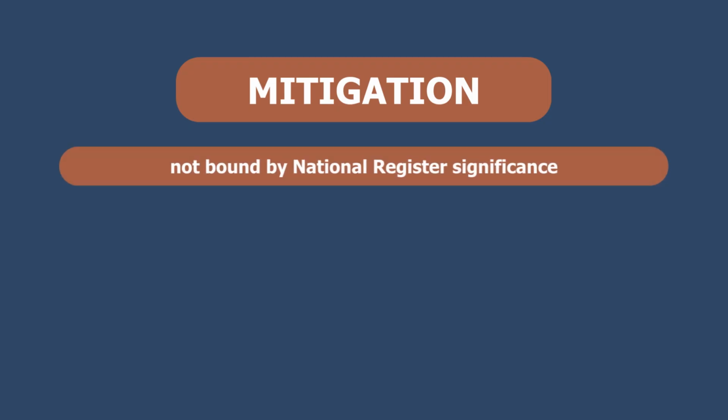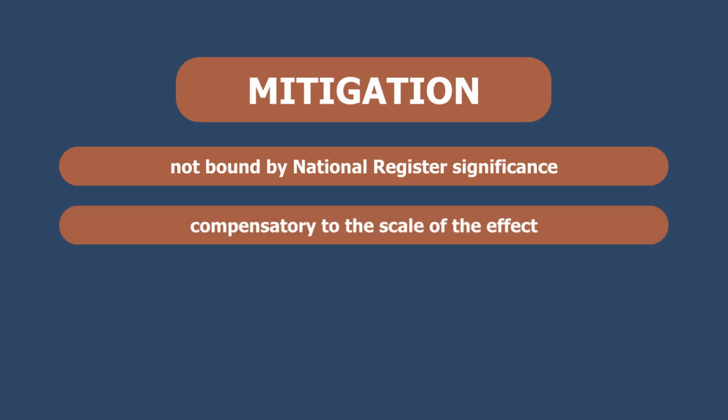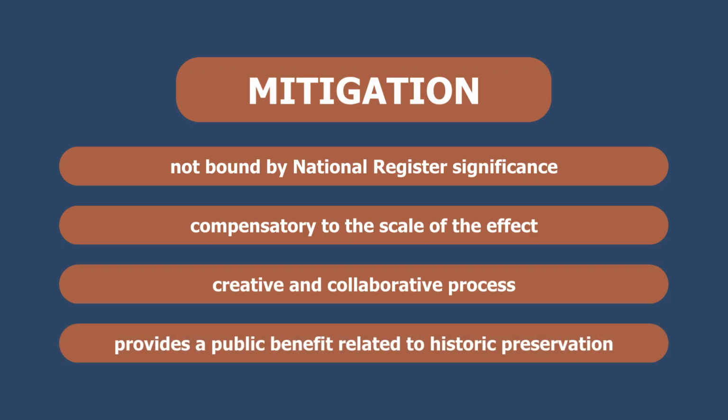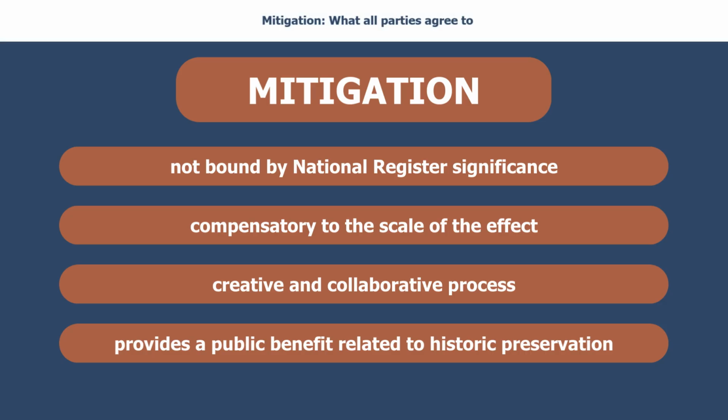It is important to note that there is no set standard mitigation, although there are a few guiding principles. A resource's National Register area of significance does not dictate mitigation solutions, although they may be considered. Any mitigation solutions should be compensatory to the scale of the adverse effect and the significance of the resource. It's also meant to be a creative and collaborative process. Ideally, it should also provide a benefit to the public and be historic preservation related. Put simply, mitigation is whatever all parties agree to.